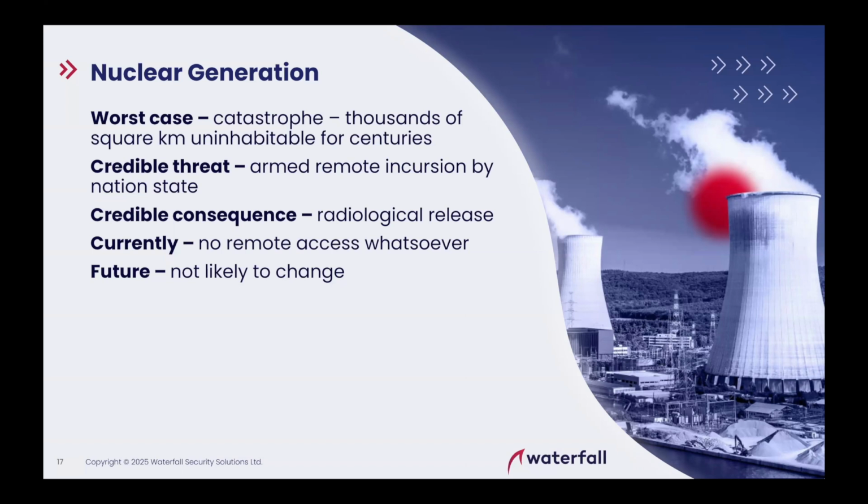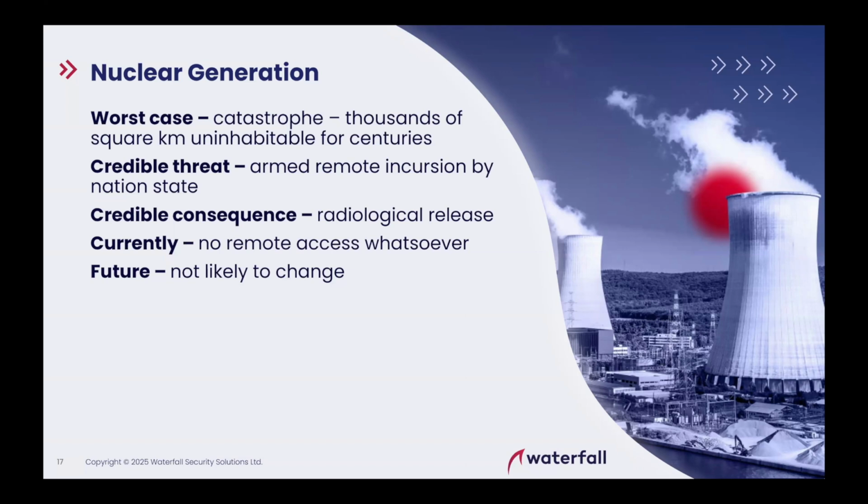With respect to remote access, what's the credible threat? An armed incursion is a credible threat in my mind. If I have remote access into a nuclear generator and a terrorist group wants to make some kind of stupid political statement by causing a catastrophe, they could break into my home, put a gun to my head, put a gun to my kid's head, and say, Andrew, log in now. What am I going to do?